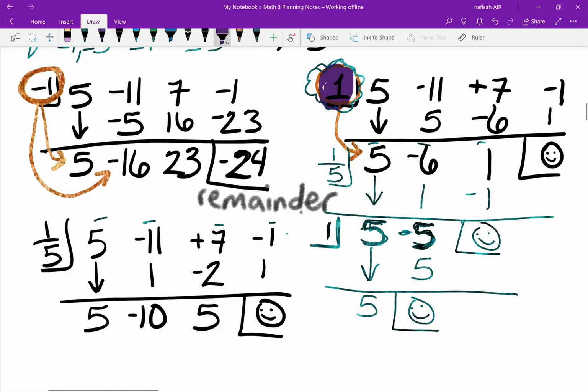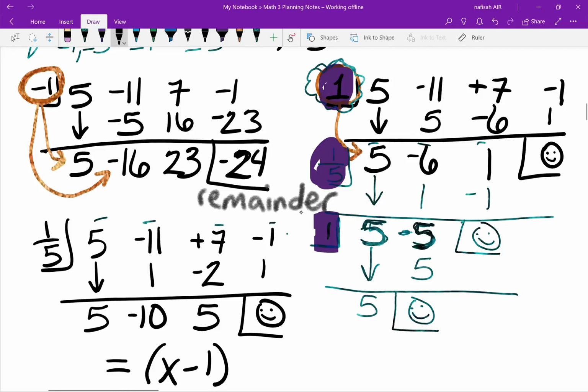So all of the roots, in this case, my answer, are 1, 1/5, and 1 again. If I were to write it in factored form, my answer would be x minus 1 squared, since it has a multiplicity of 2, and I would have 5x minus 1.